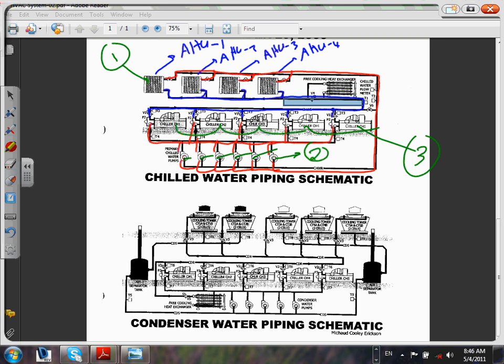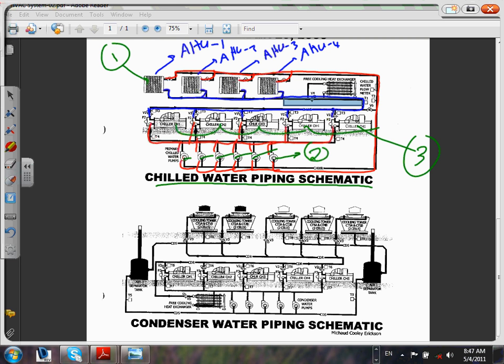Any question, guys, about this? Any question about closed loop? They call it the chilled water piping schematics, closed loop. Closed loop water going from the chiller to the air handling unit and back. Chiller, air handling unit, pump, back. And they keep circulating that water.